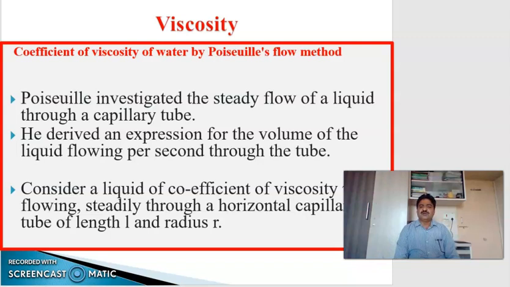The coefficient of viscosity of water by Poiseuille's method. Poiseuille investigated the steady flow of liquid through a capillary tube. He derived an expression for the volume of the liquid flow per second through the tube, so that we consider a liquid of coefficient of viscosity eta flowing steadily through a horizontal capillary tube of length L and radius r. What are we considering? A coefficient of viscosity eta. Length of the tube is L and radius is what? r.